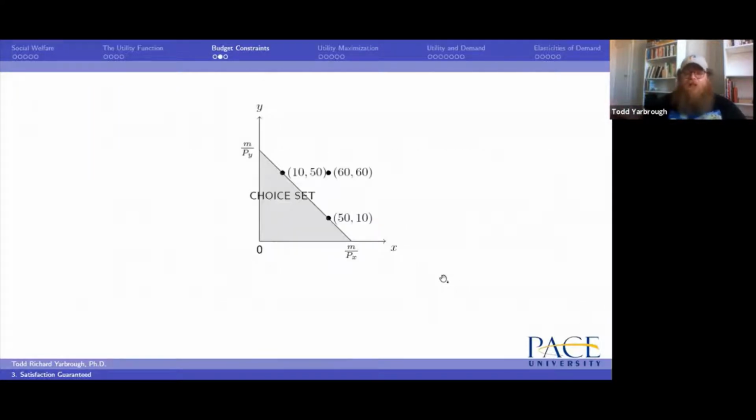Now the budget constraint itself, here we see illustrated in the graph, creates what we call the choice set. Okay, the gray area on this graph represents the choice set. What this represents is every affordable bundle. And so the line itself, which is the budget constraint, you can afford anything on the line, and you can afford anything inside of the line. Okay, this represents your choice set.